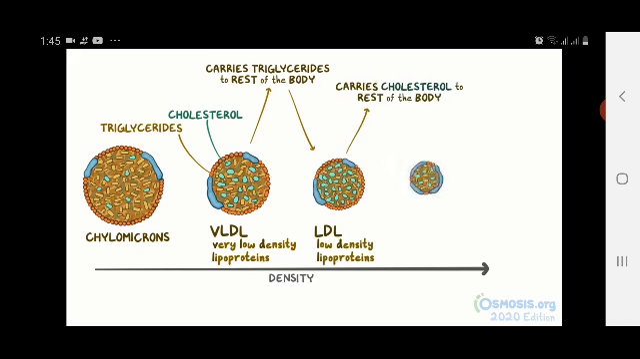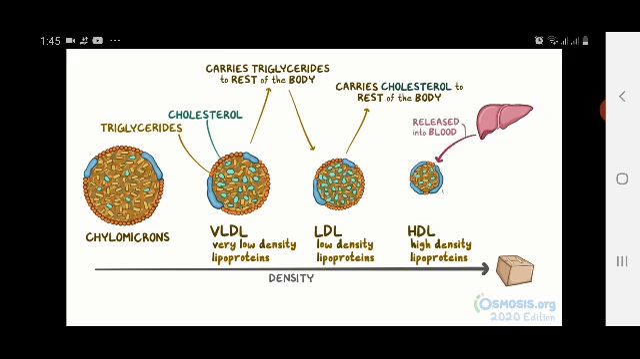The final lipoprotein is the HDL, or high-density lipoprotein, which are smaller but denser than LDLs. These are like the boxes you get when you try to return an item you bought online. In this case, the liver produces HDL and releases them into the blood, where they pick up excess cholesterol from the peripheral tissues and bring it back to the liver. So in essence, it's the opposite of LDL, which carries cholesterol from the liver to the peripheral tissues.